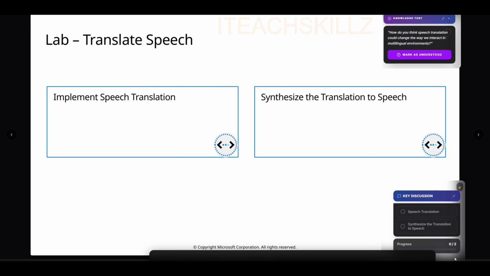Imagine you're at a bustling international conference where languages fly like birds. Our goal is to create a bridge between them using speech translation in our lab. We start by taking someone's spoken words and translating those into another language, essentially transforming one set of sounds into an entirely new set that carries the same meaning.